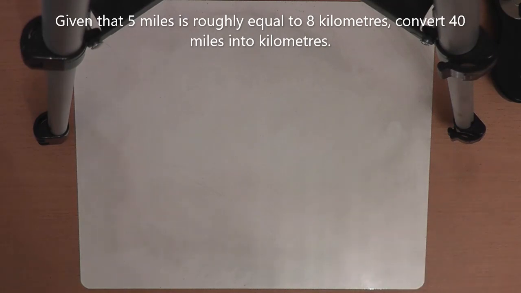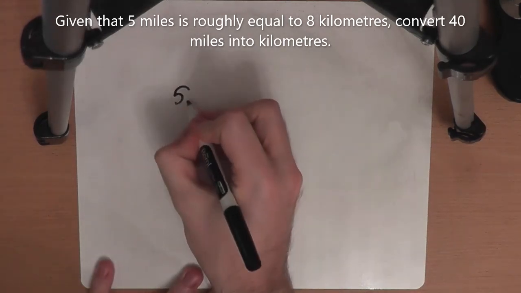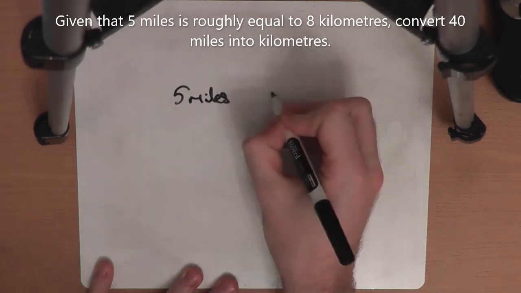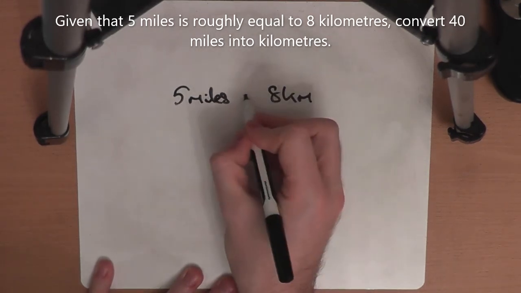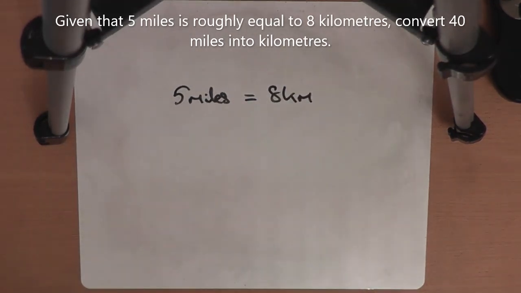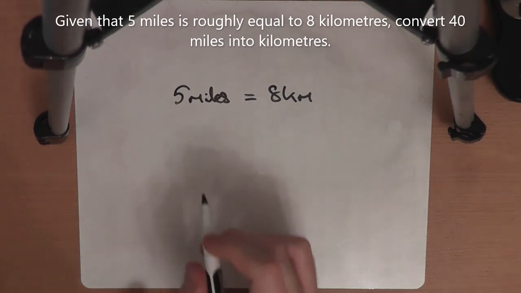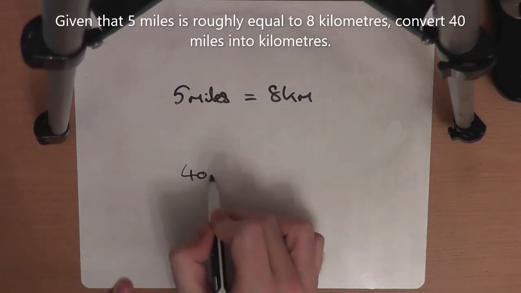We've got a metric measure and an imperial measure, and we're given a rough estimate of the conversion between the two. We are told that 5 miles and 8 kilometres are roughly equivalent. So we can say, as far as the question is concerned, 5 miles equals 8 kilometres. And then we are asked to convert 40 miles into kilometres. So we add the 40 miles down there as well.